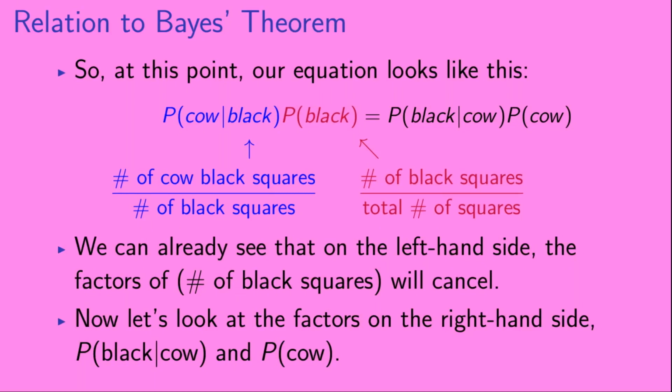Okay, so at this point, our equation looks like this. On the left-hand side, we have P of cow given black, which equals the number of cow black squares divided by the number of black squares. And we have P of black, which equals the number of black squares divided by the total number of squares. Now, we can already see that on the left-hand side, the factors of number of black squares are going to cancel. Okay, now let's look at the factors on the right-hand side, P of black given cow and P of cow.